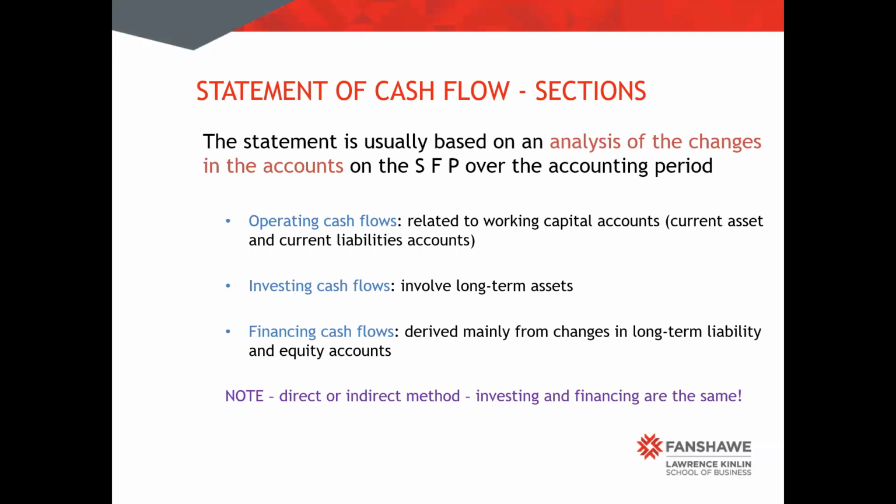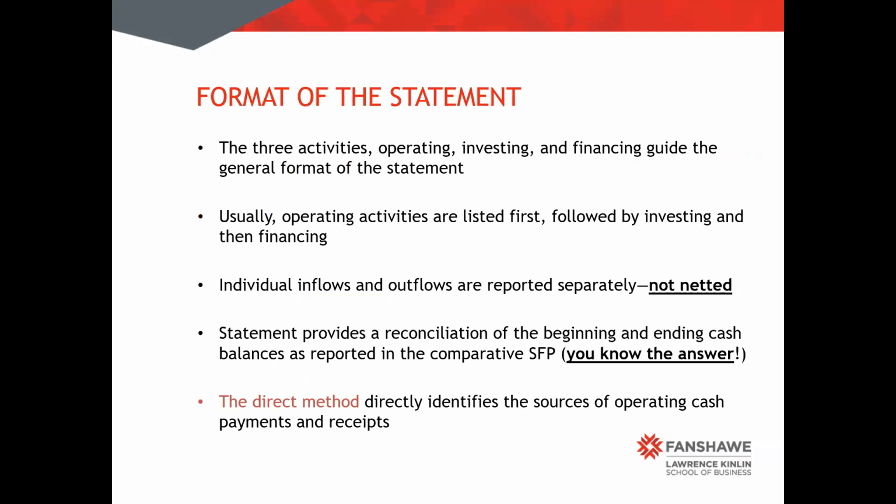So in the cash flow world, we'll now move on shortly to direct and indirect method. Investing and financing sections are the same regardless of the method, versus the operating section, which will be different whether you are using the direct method or indirect, and we'll explain that. So again, recap that we have the three activities: operating, investing, and financing, and that's the general format of the statement.